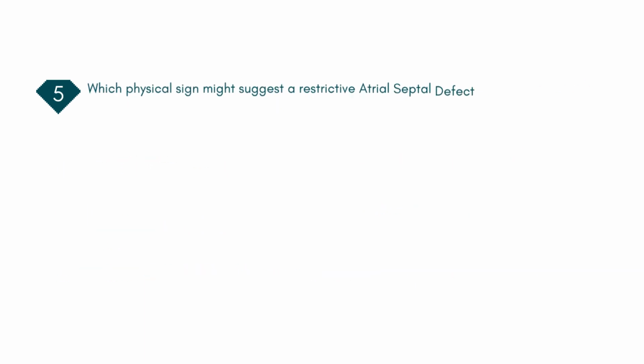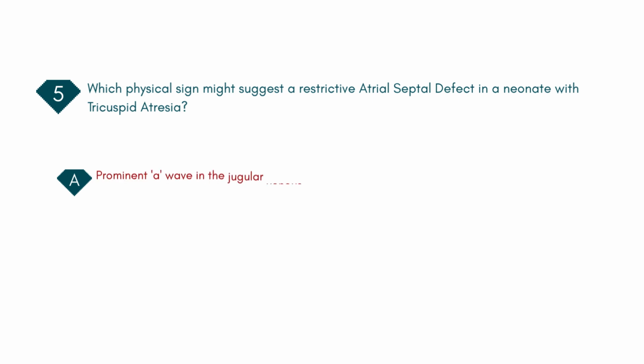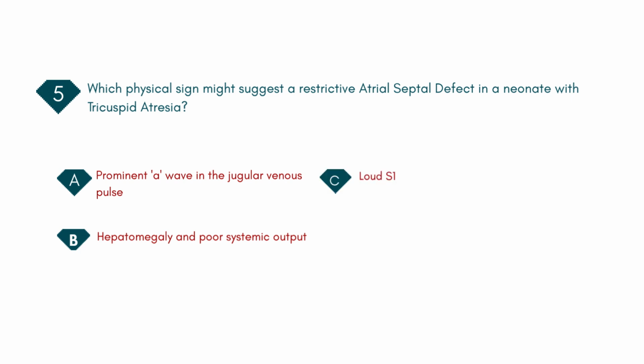Which physical sign might suggest a restrictive atrial septal defect in a neonate with tricuspid atresia? A. Prominent a wave in the jugular venous pulse. B. Hepatomegaly and poor systemic output. C. Loud S1. D. Both A and B. Answer, D. Both A and B.